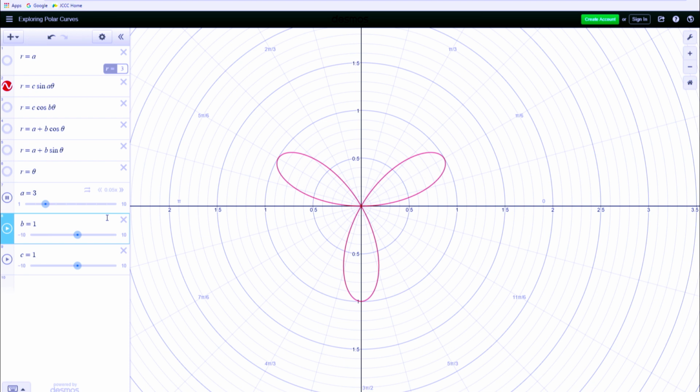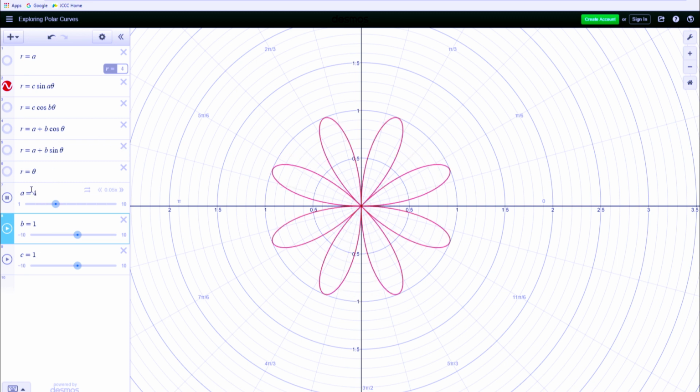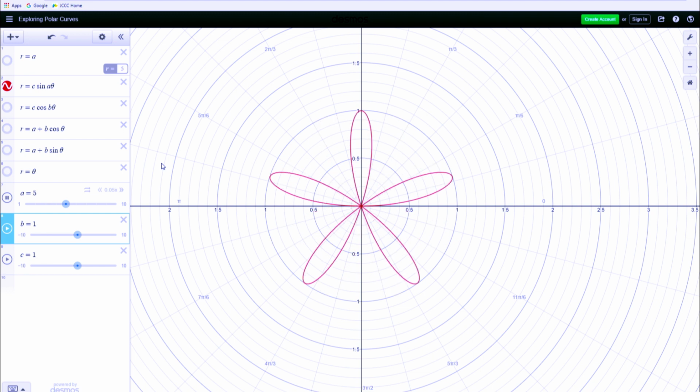you get 3. And the pattern is, if that factor is odd, you get that many leaves, as the book refers to them. If it's even, you get double the amount of leaves. So since we're at 4 right now, we have 8 leaves. With 3, we only had 3. So as we move to 5, we go back to just 5. 6 will give us 12, and so on.